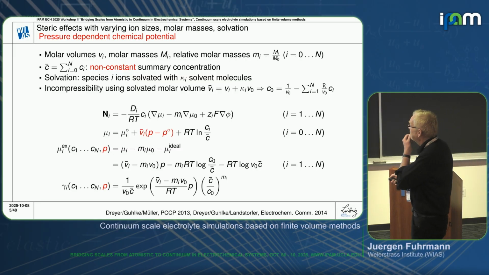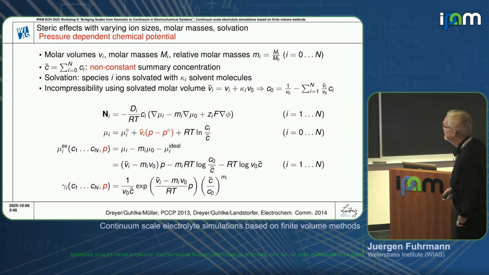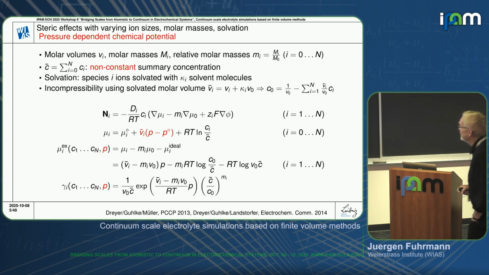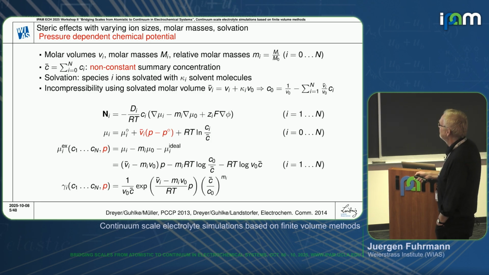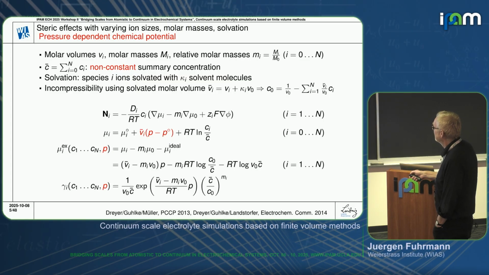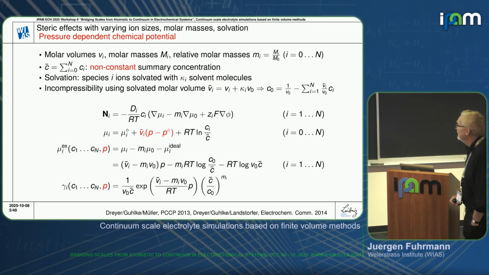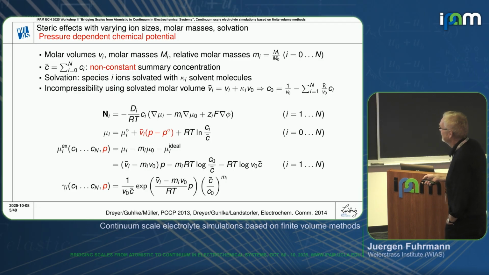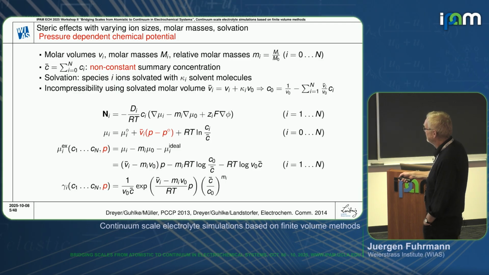We basically can assume that the ions are solvated. That means the volume which goes into our model basically is the solvated molar volume. And this also goes into the incompressibility condition here. And this then means that we also have a non-constant summary concentration anymore.